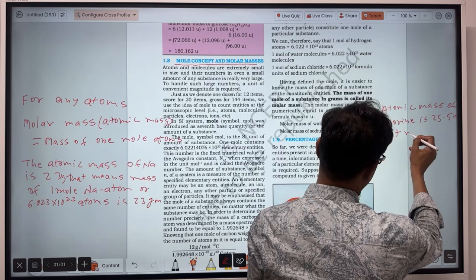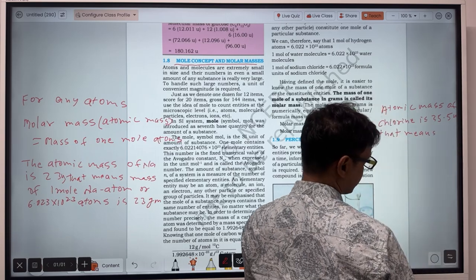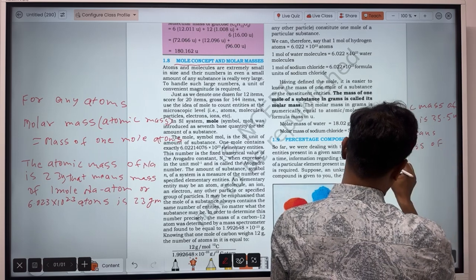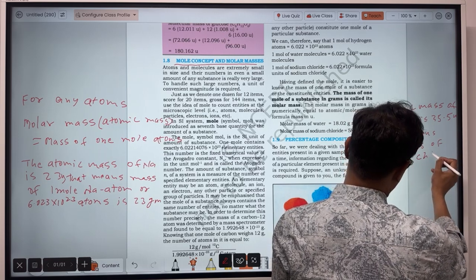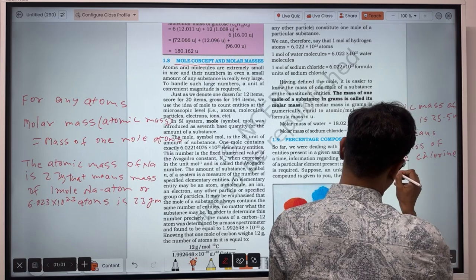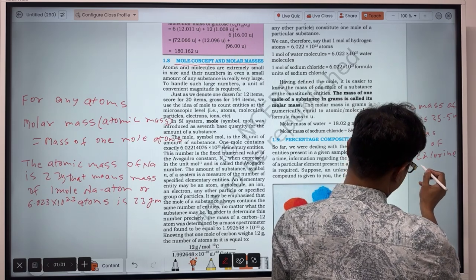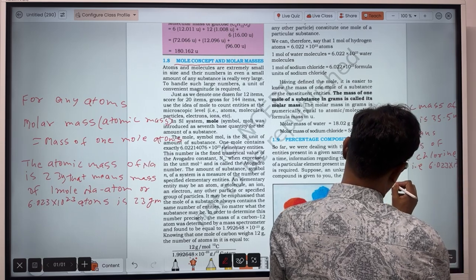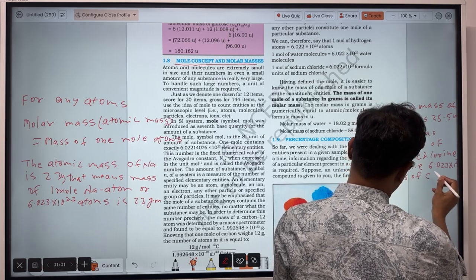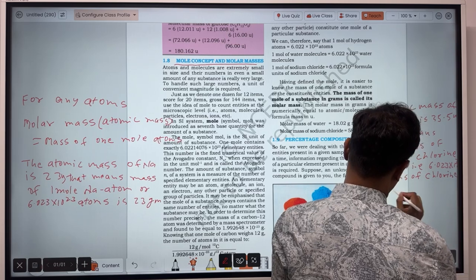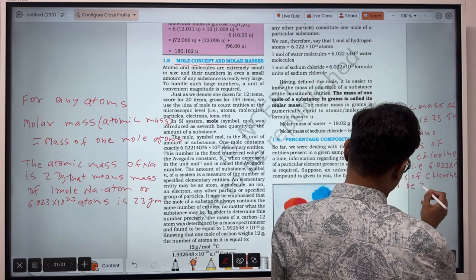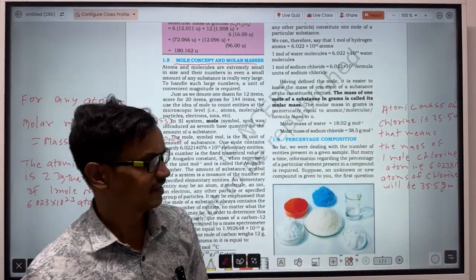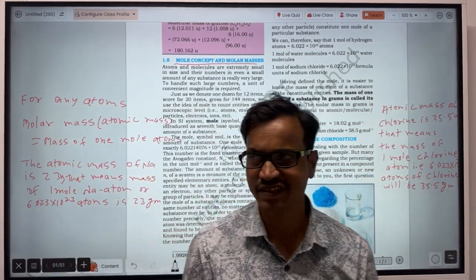That means the mass of 1 mole of chlorine atoms, that is 6.023 into 10 power 23 atoms of chlorine, will be 35.5 gram. Clear, guys? I think no problem here.